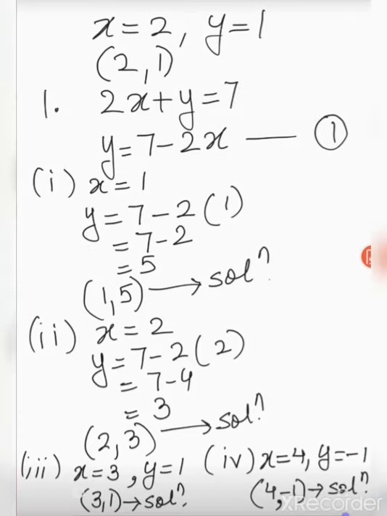Now you may see that for every value of x, you get a value of y. That means that there are infinite values of x and for every value of x you have a value of y. That means there are infinite solutions of any linear equation in two variables.